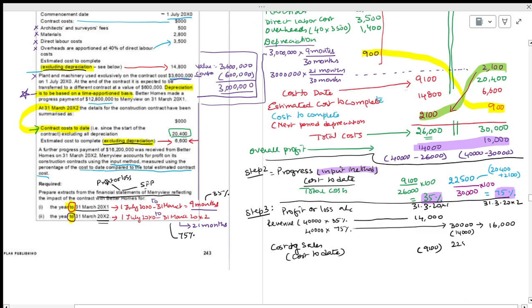22,500. Again we have to deduct what? 9,100. Okay? 9,100. How much will you get? 13,400. Yeah, 13,400. This is profit during the year.